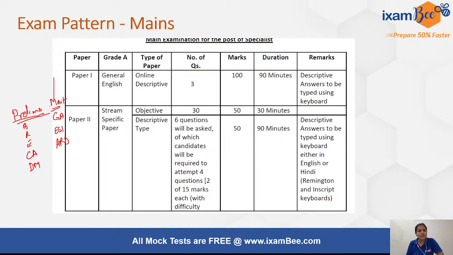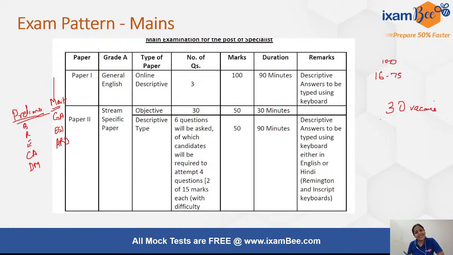However, the cutoff for different streams is different, right? So if I talk about finance, the cutoff last year was only 16.75 out of total 100 marks merit subjects of GA, ESI and ARD for the finance stream, right? Another important point to note, for finance stream this year there are 30 vacancies, which is more than the vacancies last year that had come.